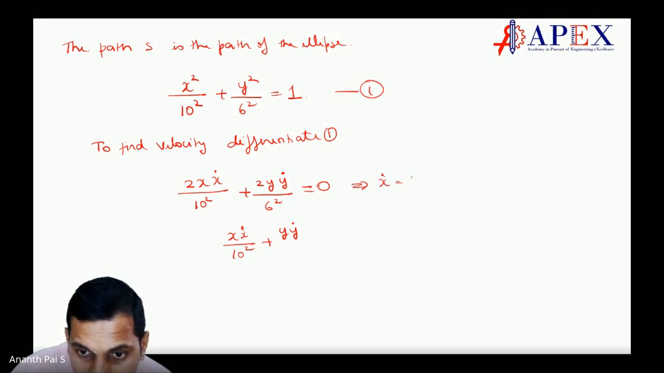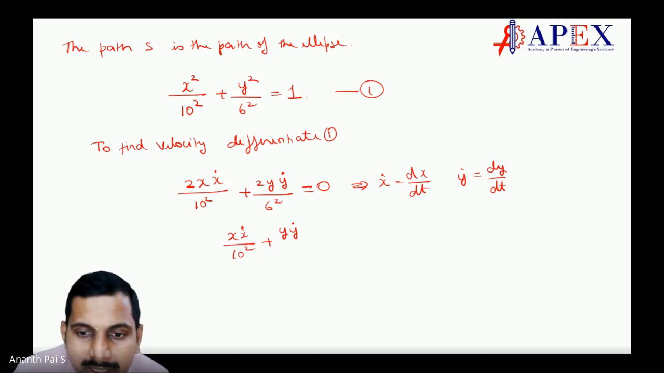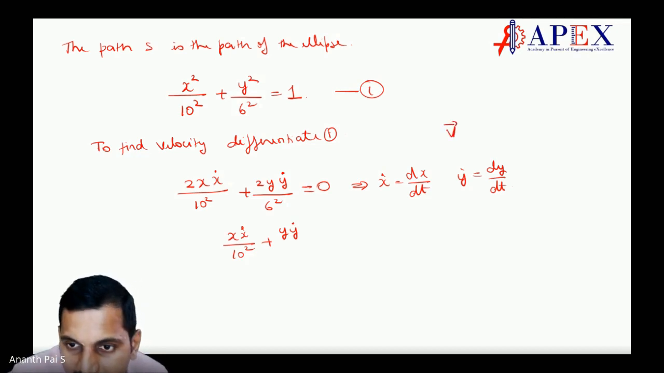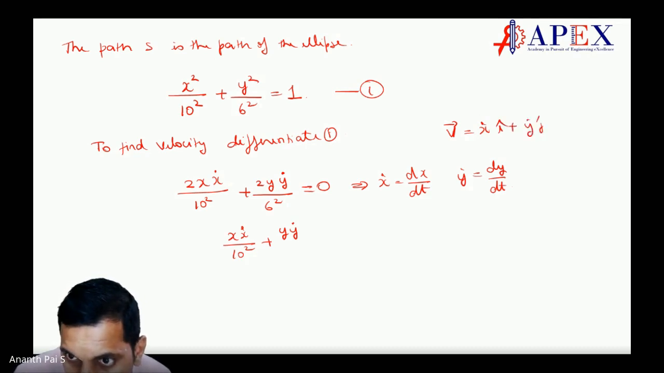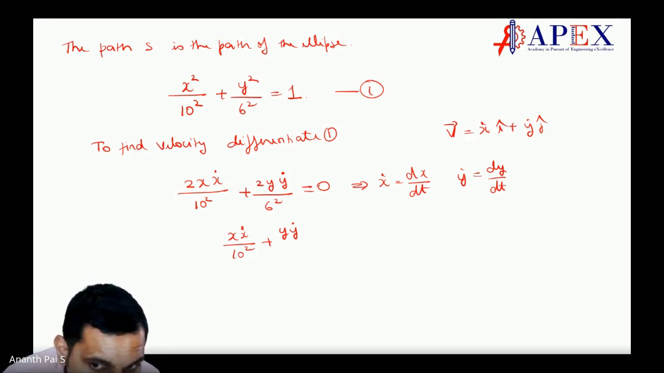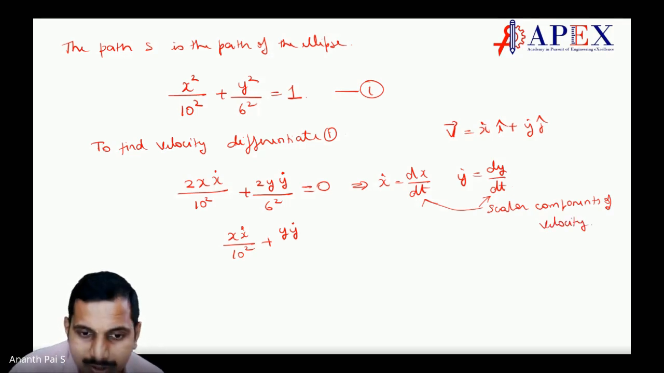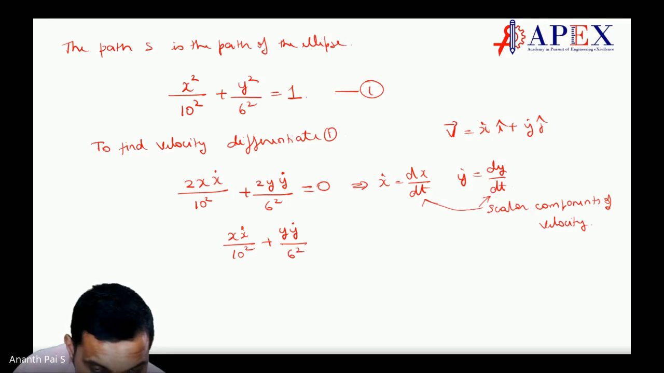Here you have to keep in mind, x dot is equal to dx by dt, which is not a vector. y dot is dy by dt, which is also not a vector. Observe that these are the scalar components. Velocity is nothing but x dot i plus y dot j plus z dot k. z is not there here, this much is enough. Make sense? So these are scalars, very important to know. These are scalar components of velocity. Simple things, but important ones.